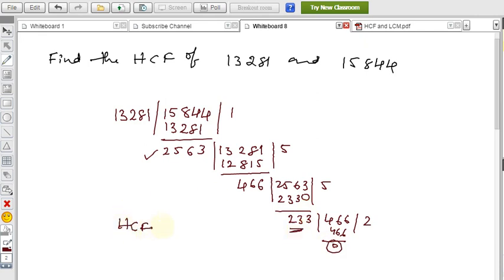Then HCF is equal to 233. So this is the highest common factor. There are some factors for 13,281 and 15,844. Among all the common factors, the highest common factor is 233. That is the HCF.